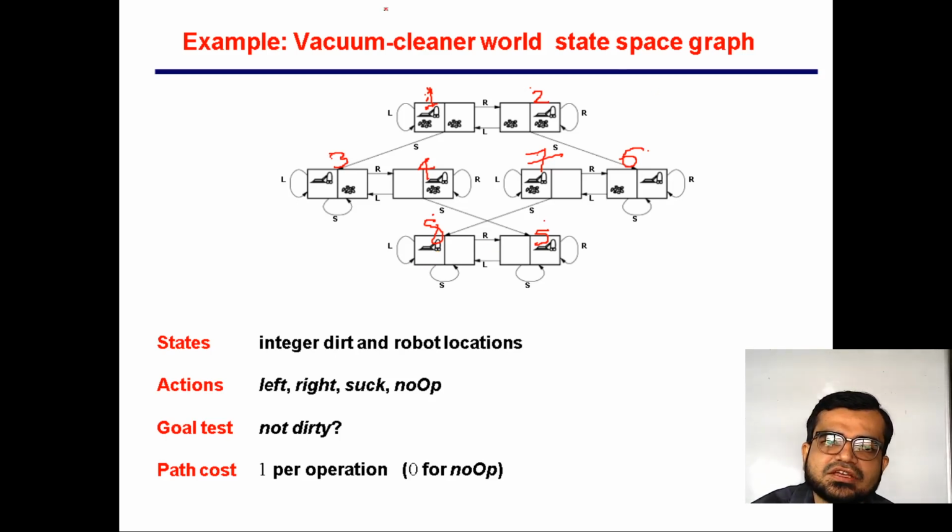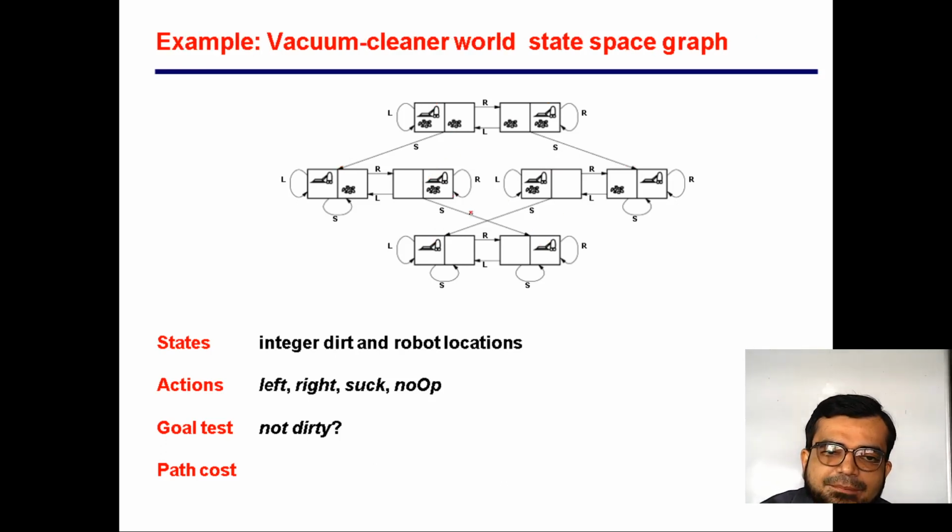This is what is called a state space graph. Why is this a state space graph? Because here you are giving the maximum number of states. So the maximum number of states for the vacuum cleaner with 2 locations is 8. If you count, the total number of states is 8.